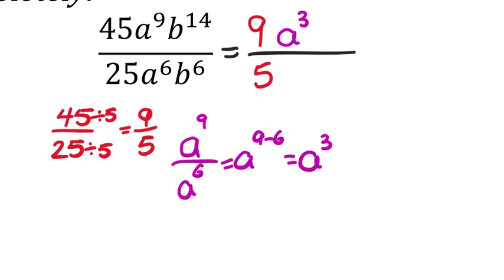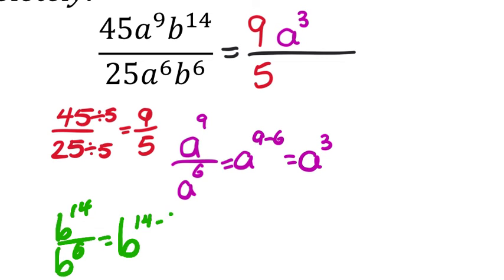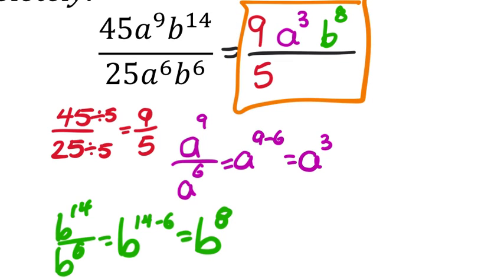On the other hand, we got the b's. So b to the power of 14 all over b to the power of 6. That'd be b to the power of 14 minus 6. Again, there's more b's in the numerator, so I'll expect it in the numerator, so you could put it in there now if you'd like. 14 minus 6 is 8. b to the power of 8 in the numerator. And even though the 5 is not centered, and I'm doing this by hand, so it may not look so pretty, but it works.